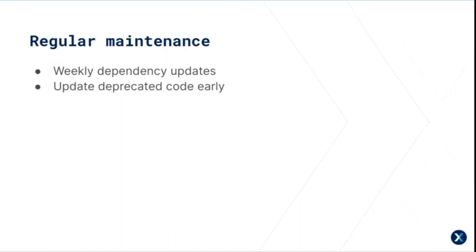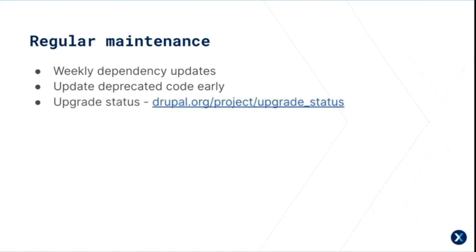By staying on top of code deprecations, it helps to ease updates to newer versions. Make sure you periodically scan for deprecations and switch to the recommended replacements. You can also use the upgrade status module to check compatibility with Drupal 10 or whatever the next major version of Drupal is at the time. This includes making sure your contrib modules are compatible and that your custom code is as well, as well as your environment, like if your PHP version is too low or MySQL or whatever.